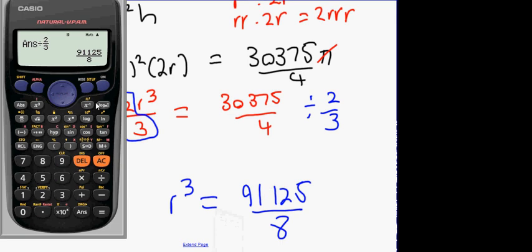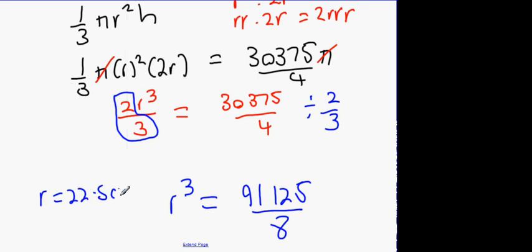Anybody know where it is? Shift square root. Do you see this number here? This means what number when multiplied 3 times gives you the number that we put into the square. So the number we're going to put in is this number here. 91125 divided by 8. And as you might see now, it actually comes out as a reasonably nice number. 22.5. So the radius is 22.5.